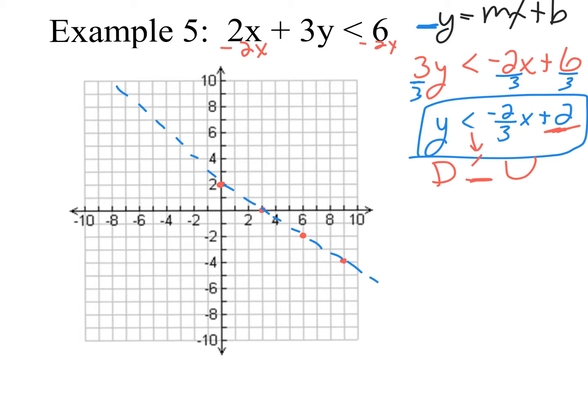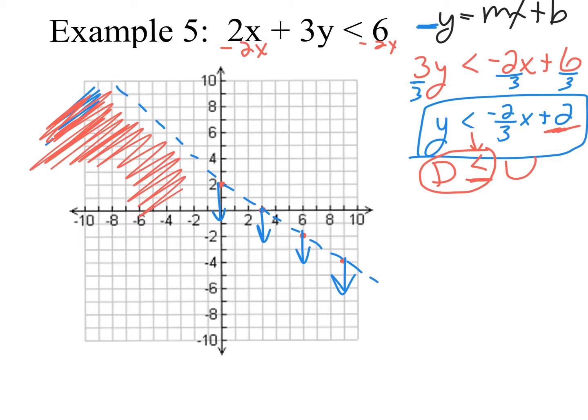Alright, so using the arrow, drag that arrow down, and notice it's pointing down. So we're shading down. Downwards, downwards, downwards. So I'm shading all this side of the line. Now let me change back to the red. I like the red better. So we color it all in.